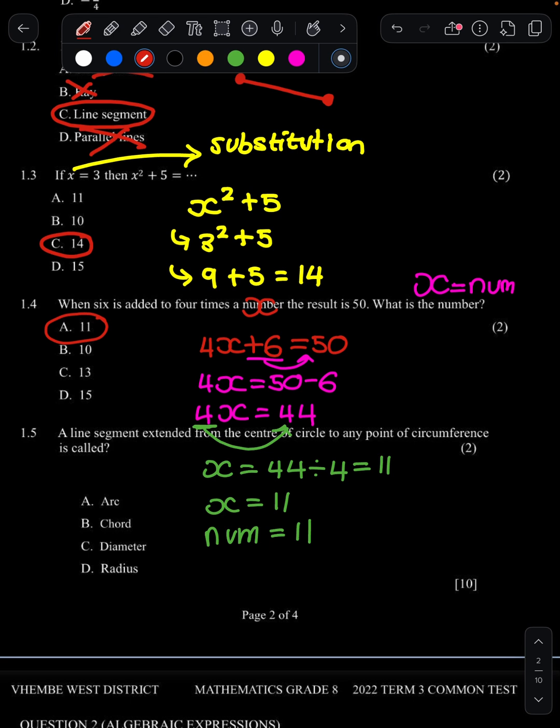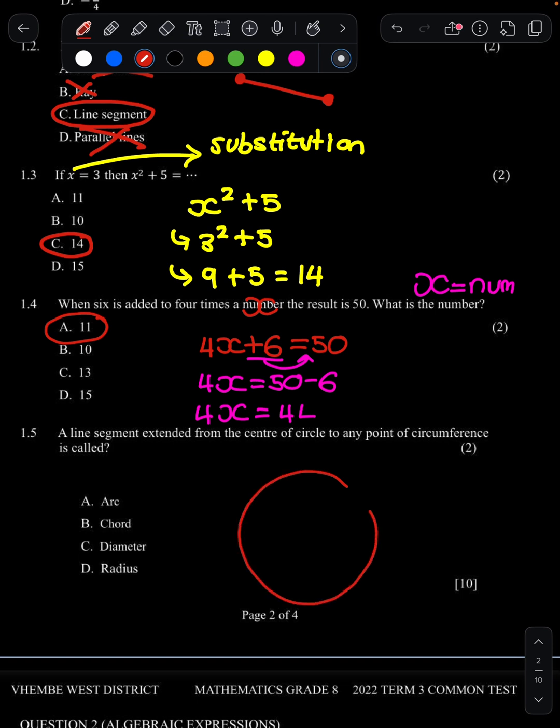Okay, and then question 1.5. A line segment extended from the center of a circle. Okay, so this is the center of the circle. A line segment extended from the center of the circle to any points on the circumference. So it could be like that, could be like that, like that. Is called, so this has to be a radius because it goes from any point at the center to any point. It is the radius. This one is D.